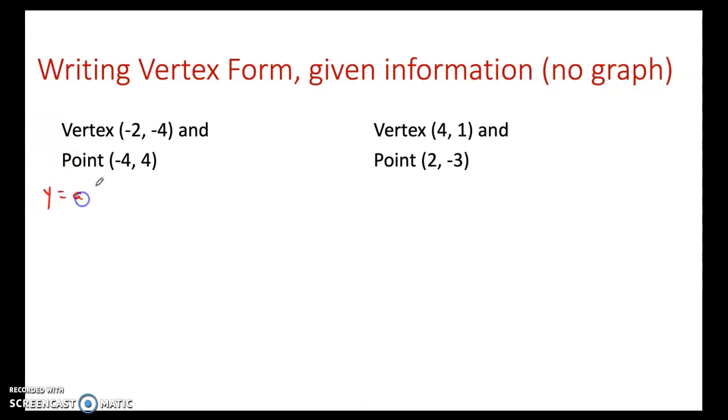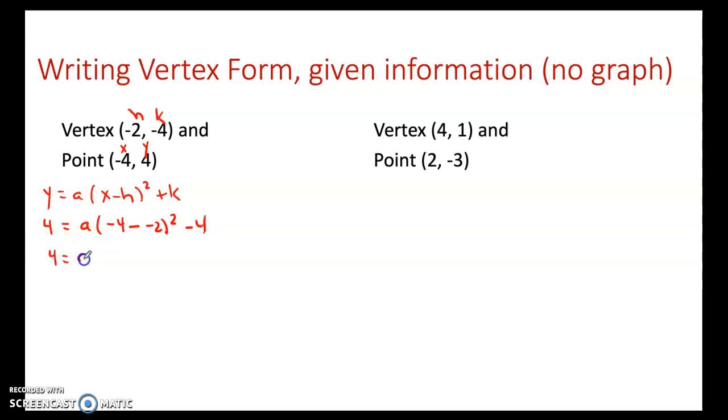Y equals a times x minus h quantity squared plus k. This is my h and this is my k. The general point is my x and y. So you want to label everything. We know we want to solve for a, so I would just substitute everything in as you can. So my y is 4. My a we don't know. We're solving for it. My x is negative 4 minus a negative 2 squared, and k is 4, minus 4.